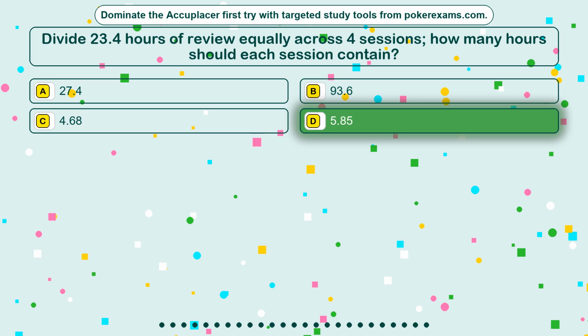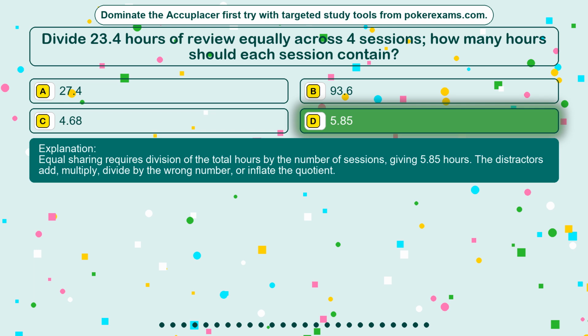The correct answer is option D, 5.85. Equal sharing requires division of the total hours by the number of sessions, giving 5.85 hours. The distractors add, multiply, divide by the wrong number, or inflate the quotient.